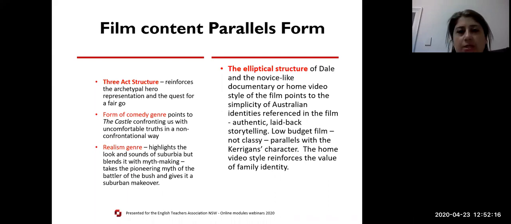He holds the camera to himself almost at the very beginning and at the end. And so there's no pretentiousness, nothing but simple, straightforward cinematic techniques. And again, that home video is reinforcing that value of the family identity.